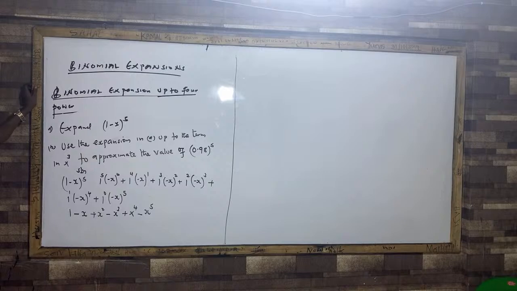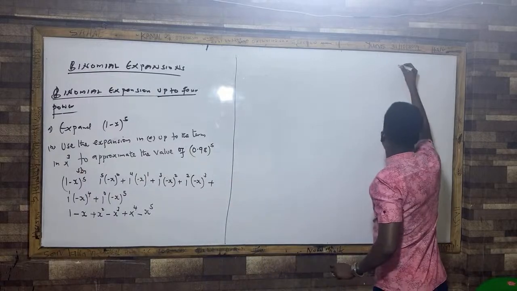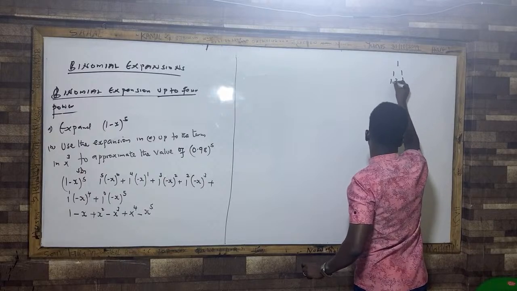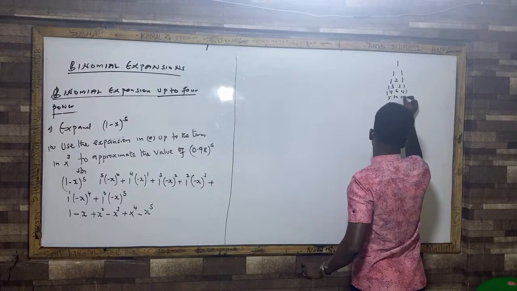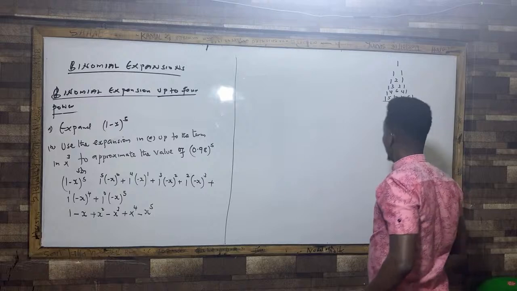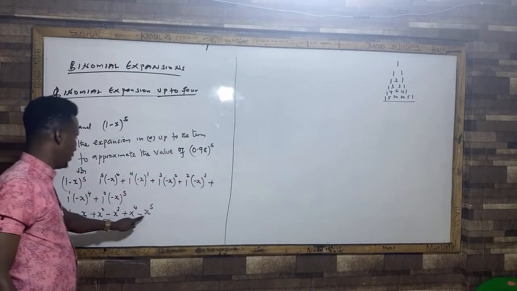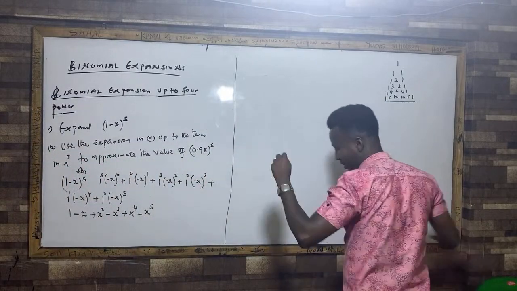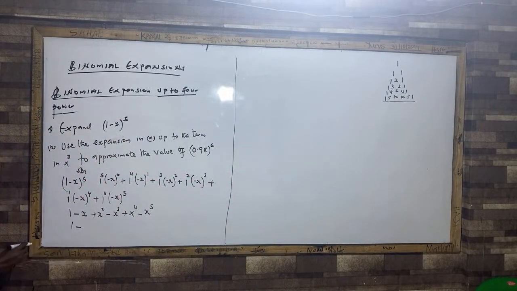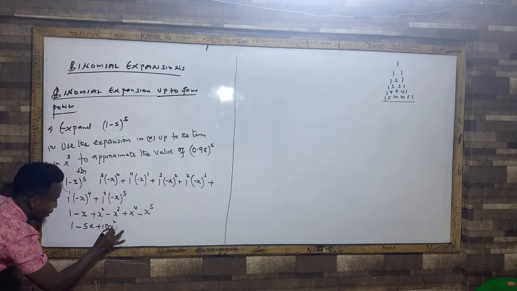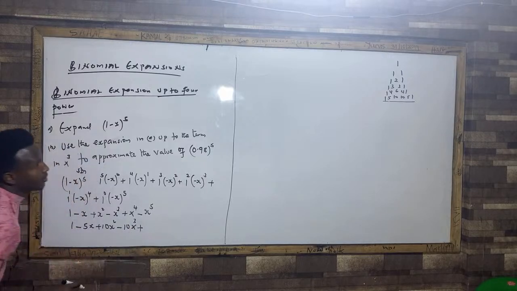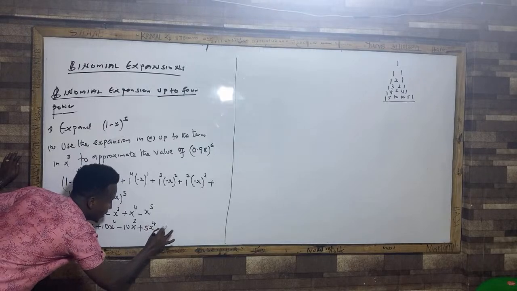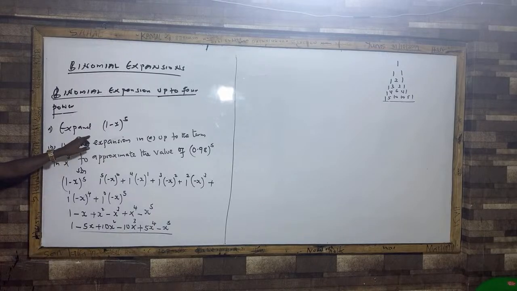So now I know I'm using the Pascal triangle. Let me write it here: 1; 1, 1; 1, 2, 1; add these two, 1, 3, 3, 1; 1, 4, 6, 4, 1; 1, 5, 10, 10, 5, 1. So I will use this last row. I have six terms, so 1 times 1 is 1, minus 5x, plus 10x squared, minus 10x cubed, plus 5x to the power of 4, minus x to the power of 5. That's as far as the first question is concerned: expand. That's the end.